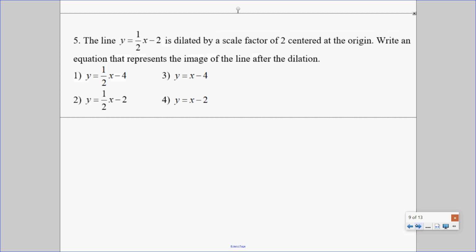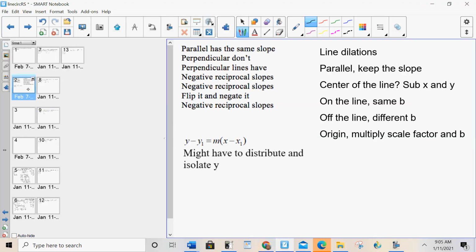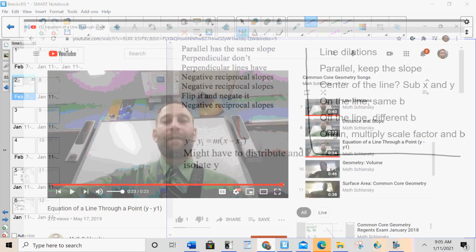All right, let's move on to line dilations now. So again, our song is right here. Let's hear it first, and let's break down our song.